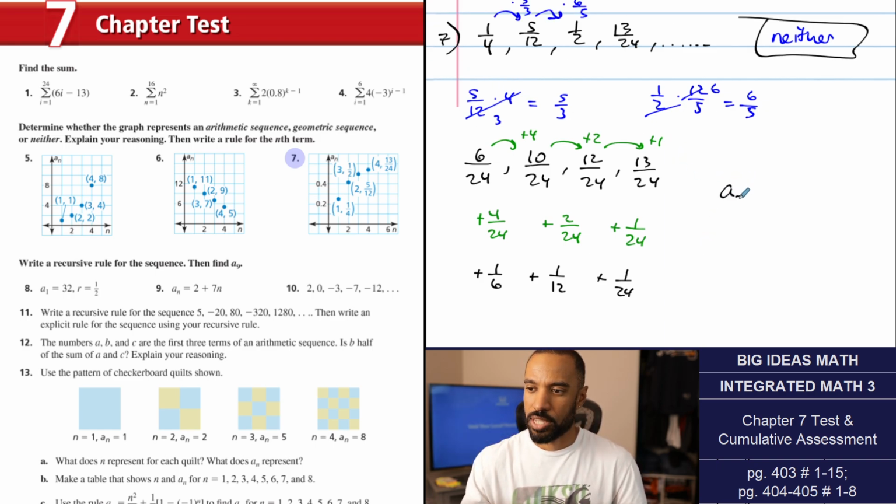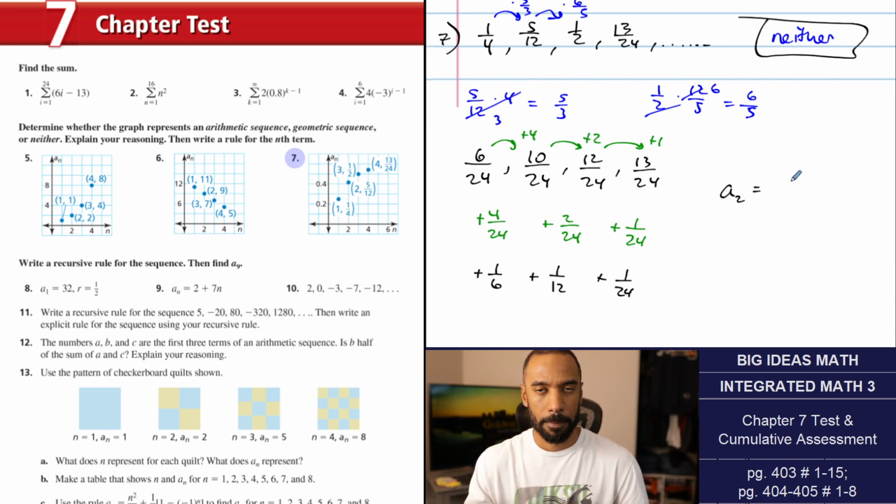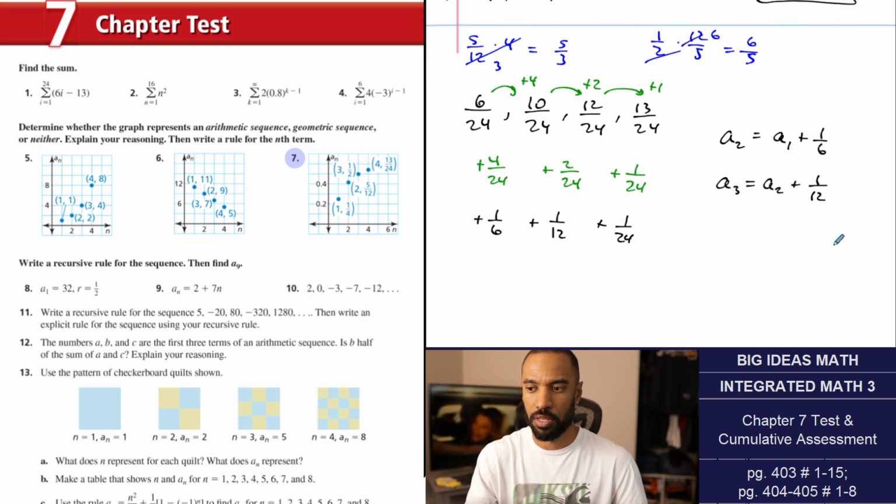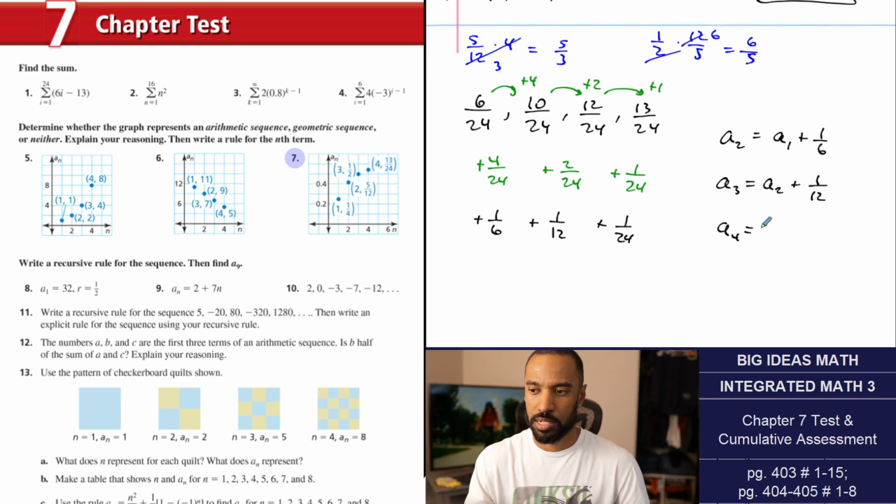So the second term takes... I'm going to go off the previous term. They didn't say write an explicit rule. It takes the first term and it adds 1/6. The third term takes the second term and adds 1/12. The fourth term takes the third term and adds 1/24.